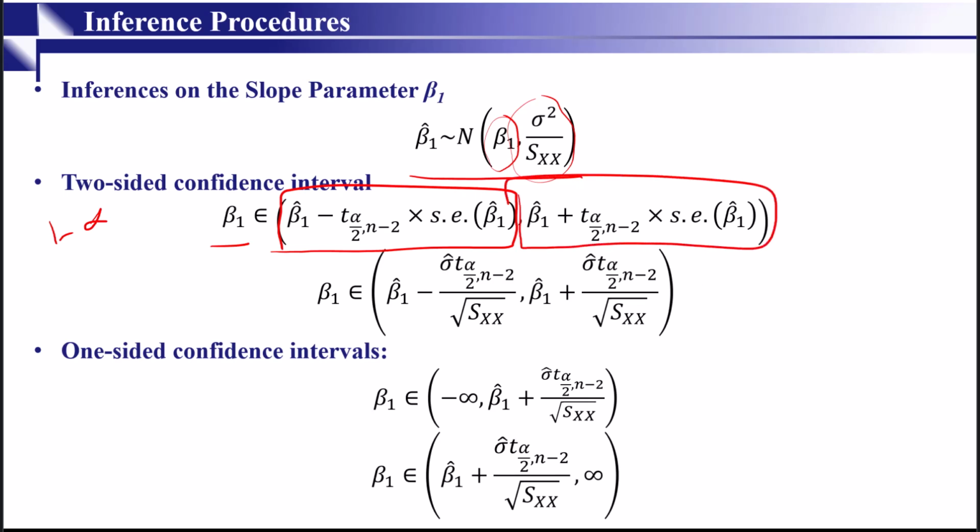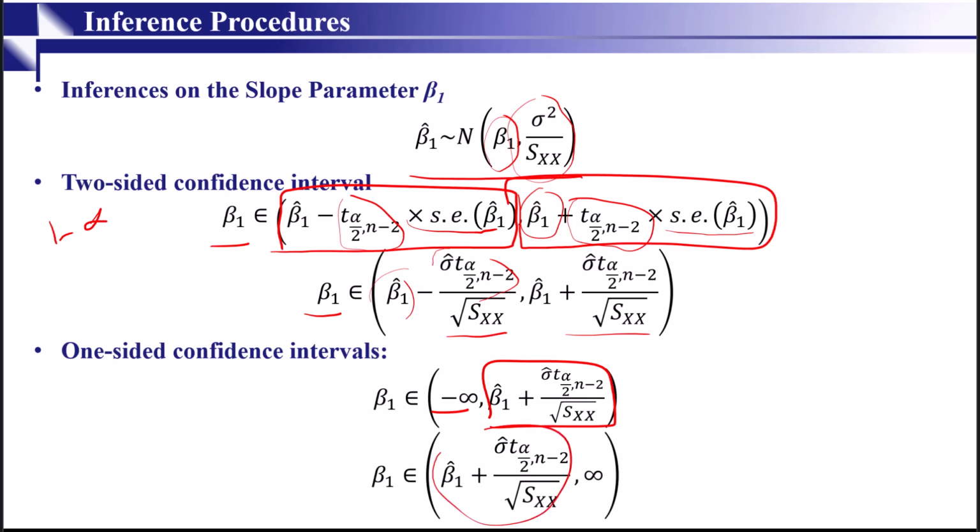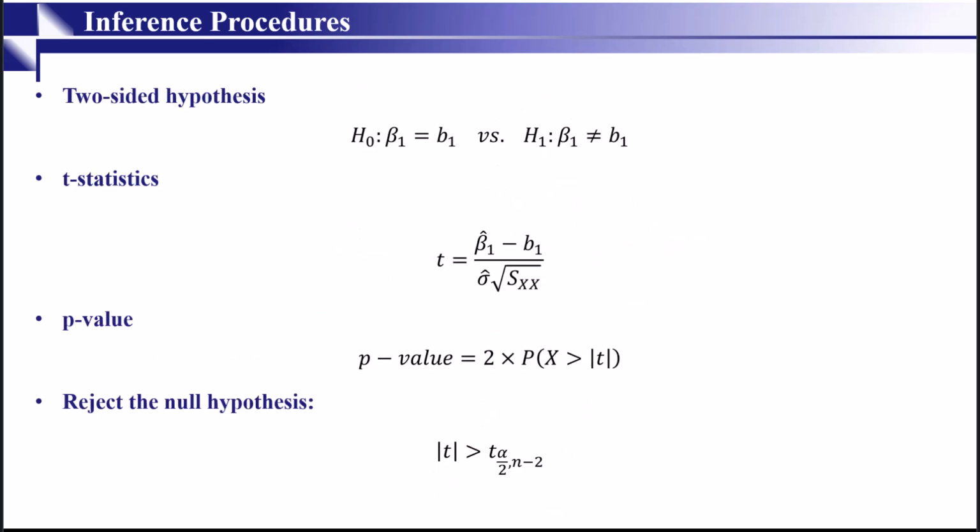Beta hat 1 minus the critical point multiplied by the standard deviation of beta hat 1, and beta hat 1 plus the critical point multiplied by the standard deviation of beta hat 1. Then we can say that beta 1 falls into beta hat 1 plus or minus this value: sigma times the critical point divided by the square root of Sxx. Then we can go for one-sided intervals, from minus infinity to the upper bound and from the lower bound to plus infinity. Now we define our two-sided hypothesis.